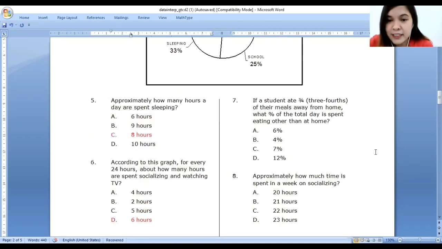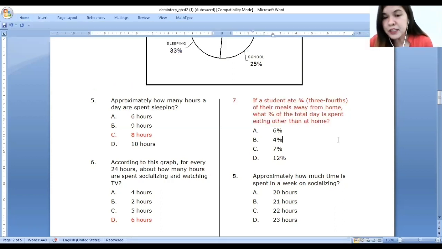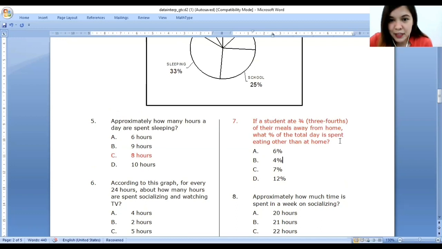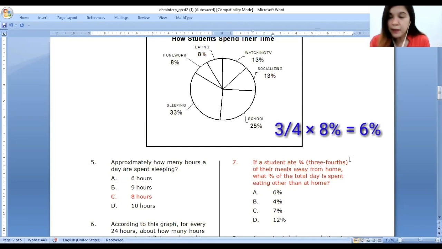If a student ate 3/4 of their meals away from home, here's the question: what percent of the total day is spent eating other than at home? So, 3/4 of the meal. For eating, how many percent is it? 8%. You still need to take 3/4 of that. To get 3/4 of that, just multiply 3 divided by 4.